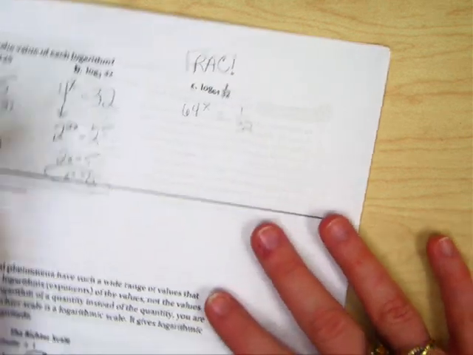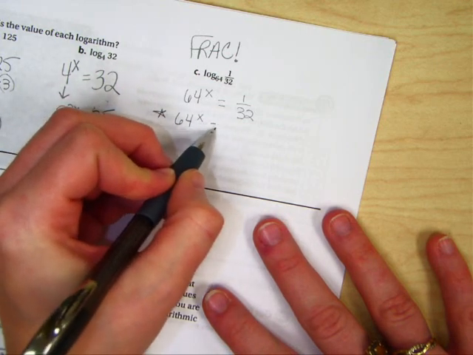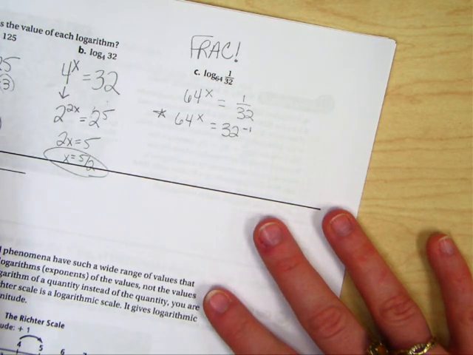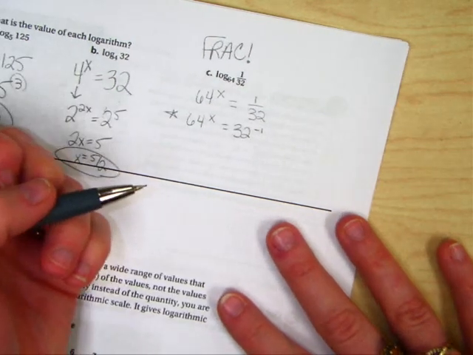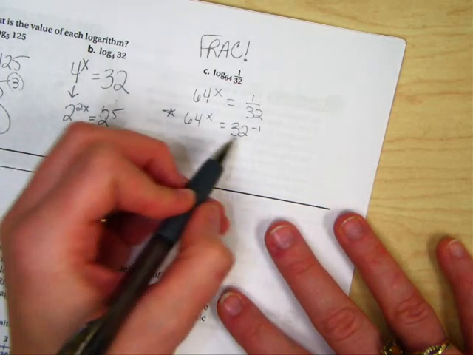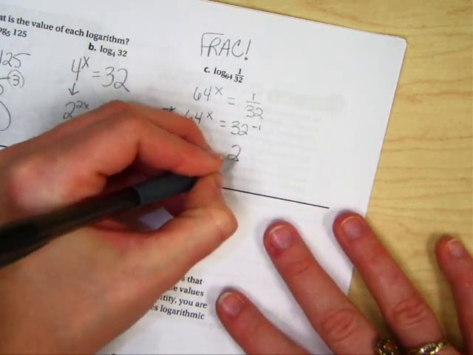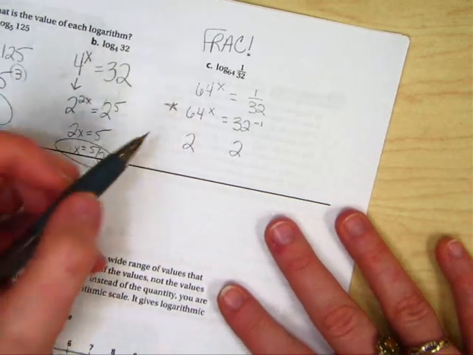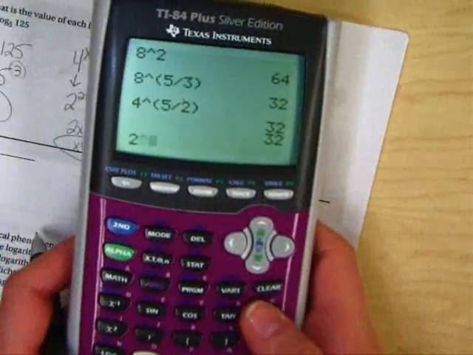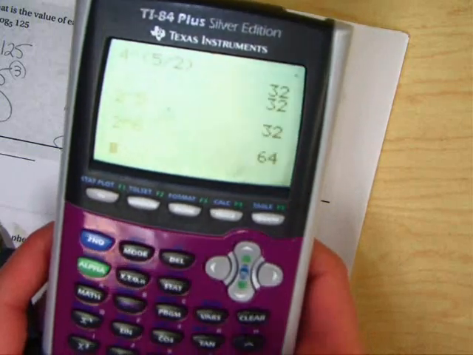Now watch how I handle this. I'm going to put a star because this is going to be a difficult step for some. I'm going to make that 32 to the negative 1 power because that's what fractions are. Anytime you want to move something, you make it a negative power. Well, I know that 64 could be 8 squared, but 32 doesn't have a base of 8. They do both have a base of 2, so how many times would you have to take 2 to get to 64? I do believe it's 2 to the 5th power. Nope, 2 to the 6th power.